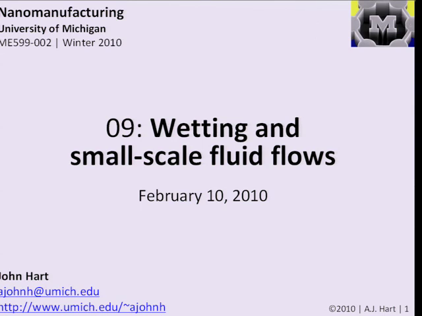But today's topic is wetting and small-scale fluid flows. So I pulled the topic on wetting, which we didn't get to last time, into today's lecture, and I actually think it's a better fit in combination with discussion of fluid flows, because we'll talk about interactions of fluids with surfaces having small-scale dimensions and small-scale texture. And there's a lot for us to cover today. We'll get through as much as we can.